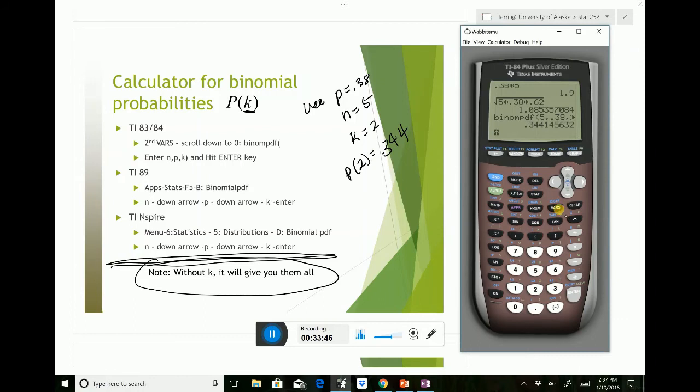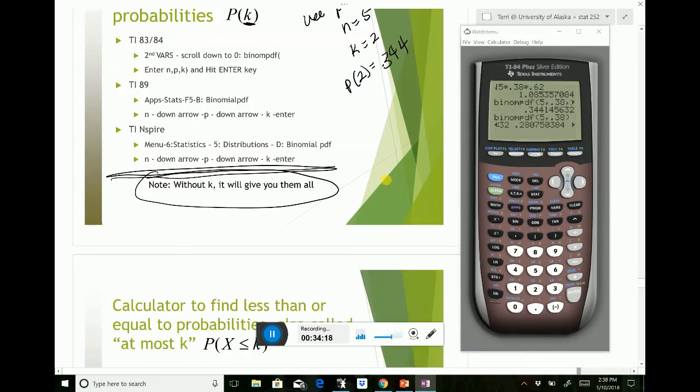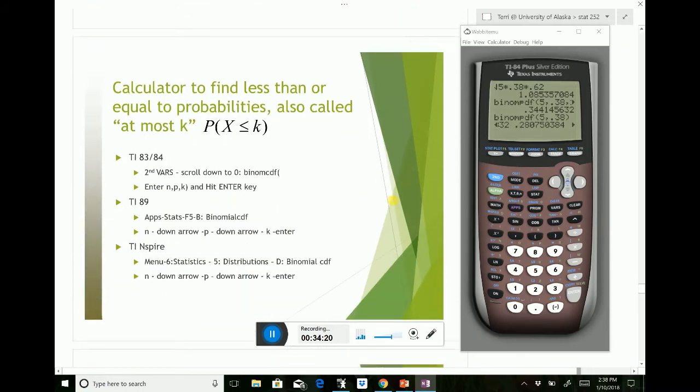So if I wanted to take the binomial and find them all, I could just leave off the X value and it will give me a list of all of them. And I can scroll through it this way. It works much better on your calculator than it does for me; my scrolling to the side doesn't work very well on the simulator that I use. You can scroll to the side and see them all in order, 0 to 5.